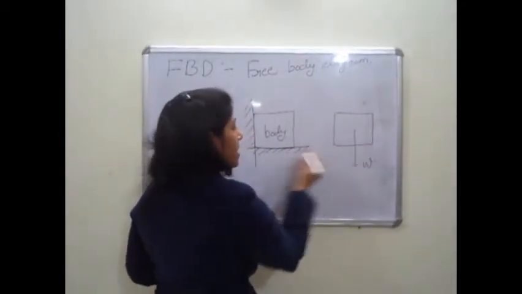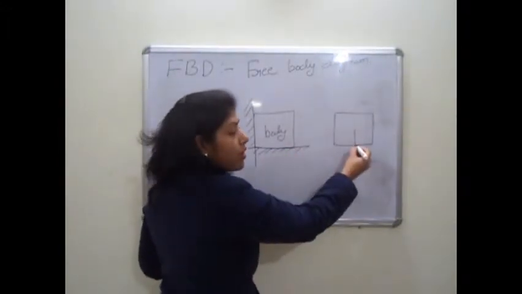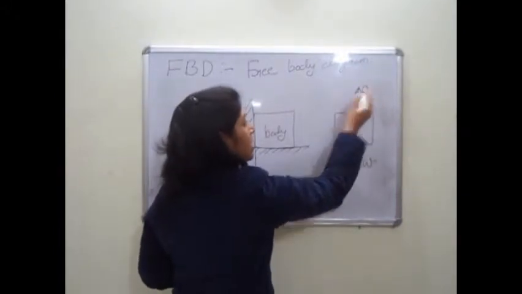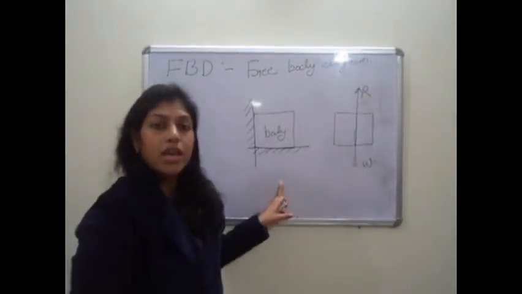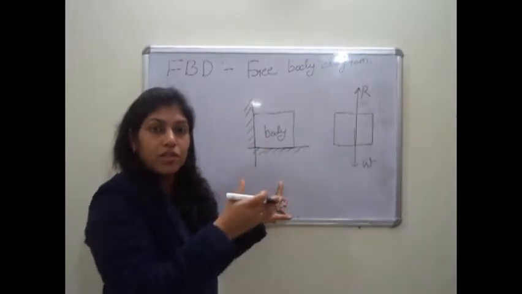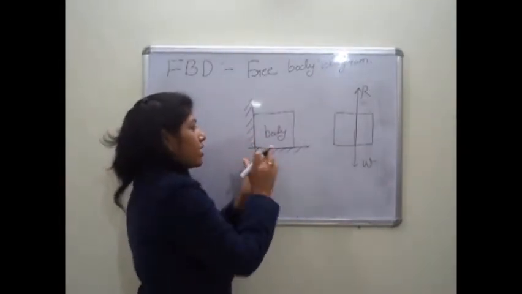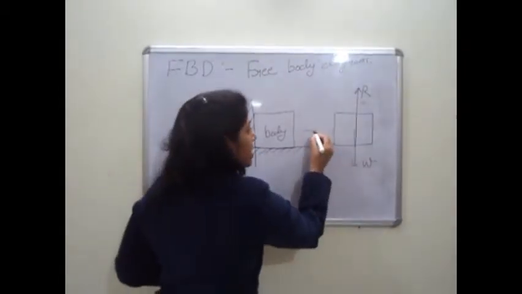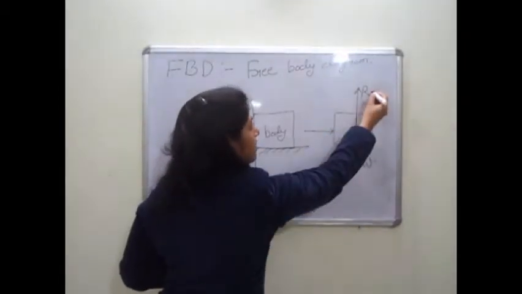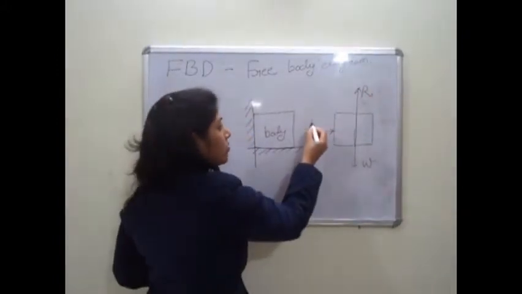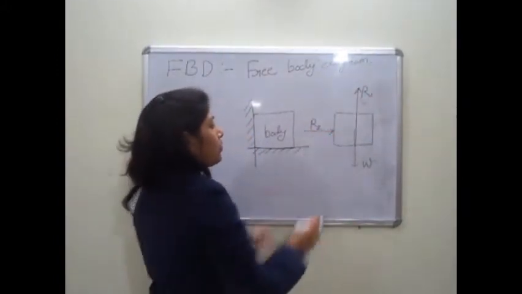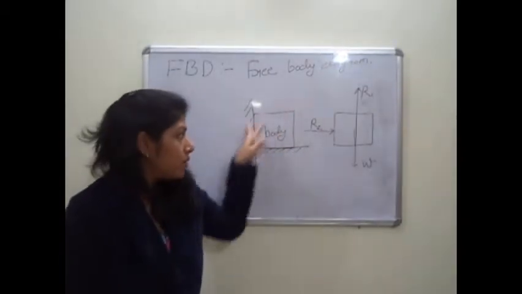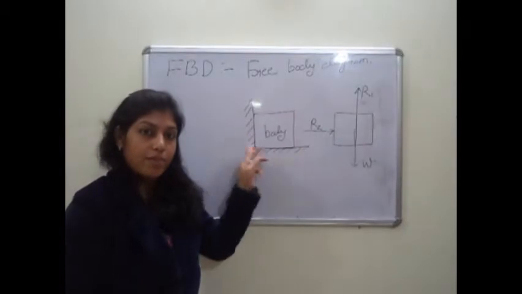So if I am considering point 1 here, there will be a reaction in the opposite direction of the weight, and the body is supported by one more support, so there will be one more reaction. If this is R1, then this will be R2. So this is the free body diagram of that particular body, for that particular example.